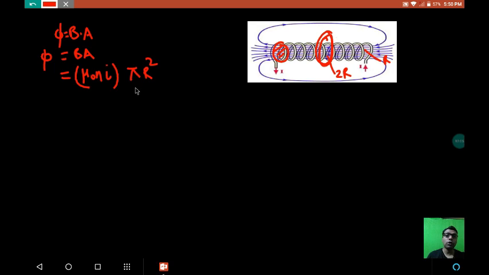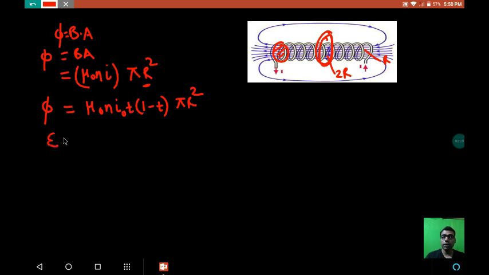So be careful in putting the area for the flux. The flux is only generated through the solenoid. Let us make it simpler: mu naught n I, and we put the value of I, which is given as I naught t times 1 minus t, and pi r square. So this is the phi.